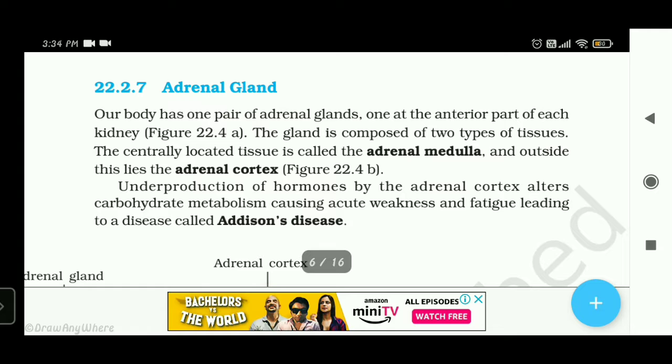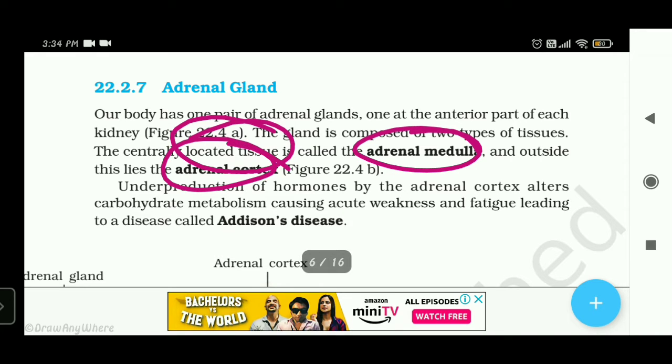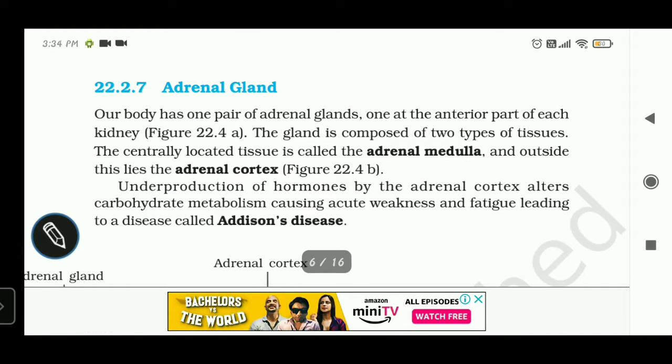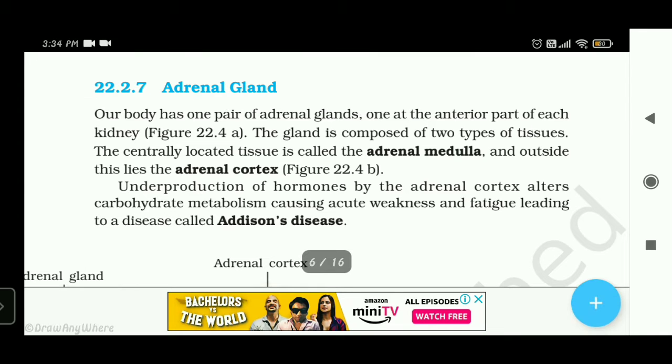The centrally located tissue is called the adrenal medulla, because the medulla will be present at the center. And the cortex is always outside, so the outermost part will be called the adrenal cortex. What will it be called? Adrenal cortex.